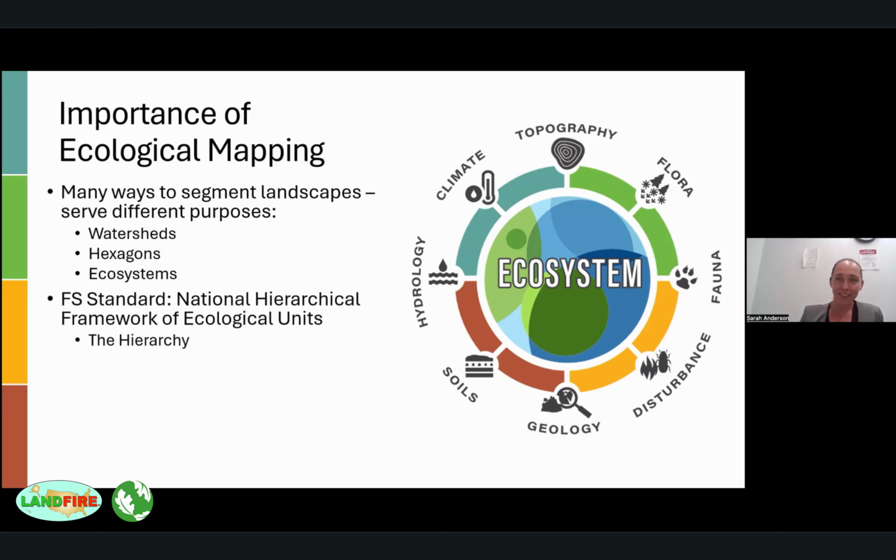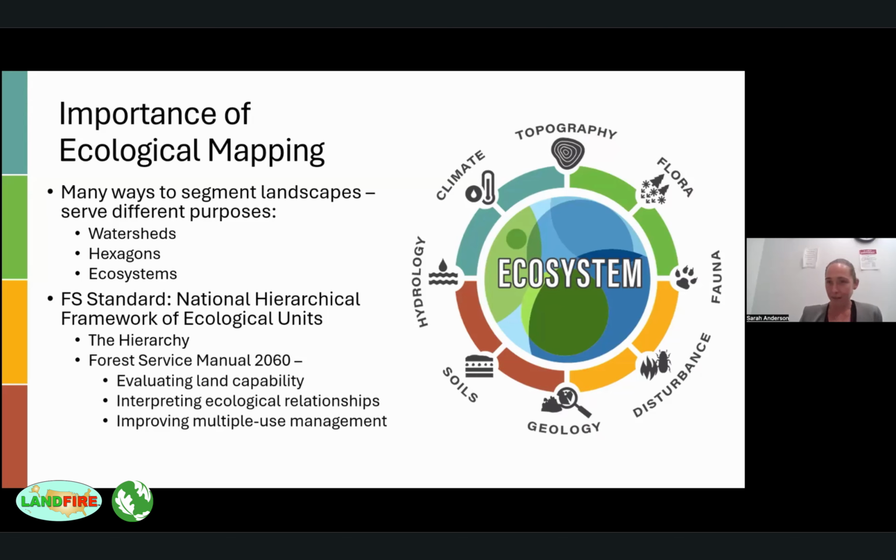Within the Forest Service, a lot of times we care about the vegetation and the vegetation communities and how those communities interact with their abiotic environment, aka the ecosystem. And so within our policy manual, we have a standard. It's the National Hierarchical Framework of Ecological Units. Of course, that's a ridiculous mouthful to say on a regular basis, and so we often refer to it as the hierarchy. And this is mandated within our manual, 2060.